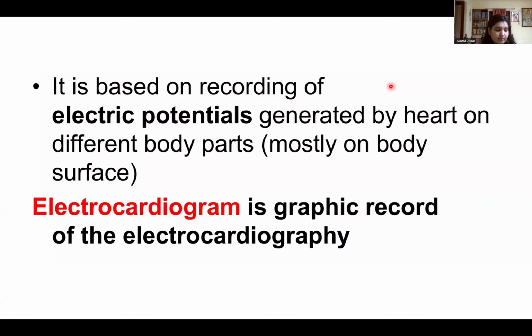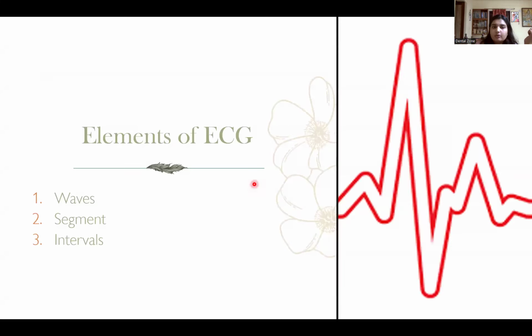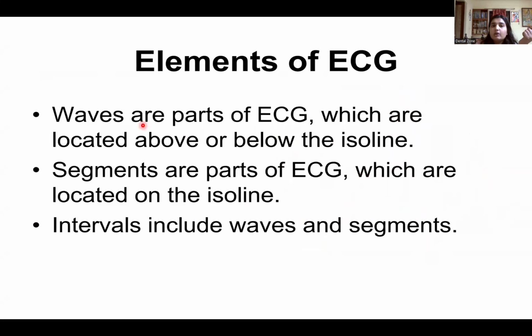Electrocardiogram is a graphic record of the electrocardiography. Electrocardiography is what we see, and electrocardiogram is what we get on the paper. Okay, it has waves, it has segments, it has intervals. What are the elements of ECG? Waves are parts of ECG which are located above or below the isoline. Segments are parts of ECG which are located on the isoline, and intervals include the waves and segments.